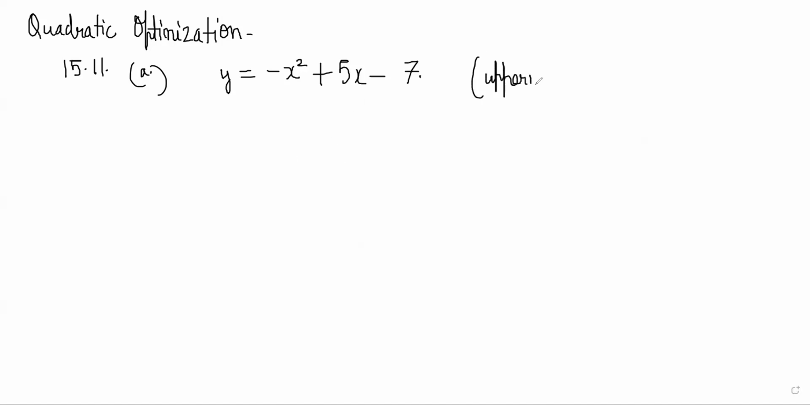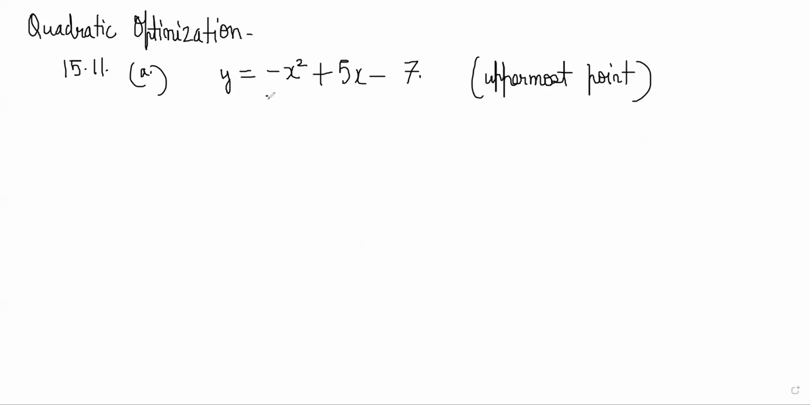15.11 part A. The question is saying, what is the uppermost point on the graph of y equals minus x squared plus 5x minus 7? What is the uppermost point on the graph, right?